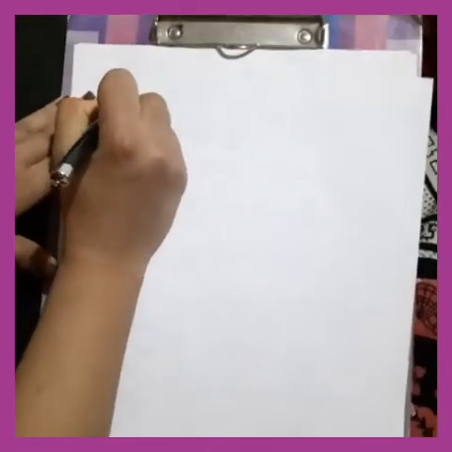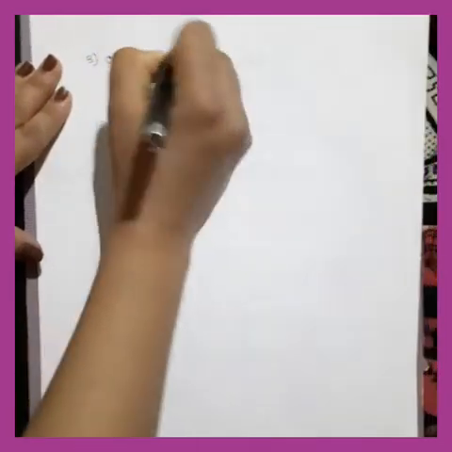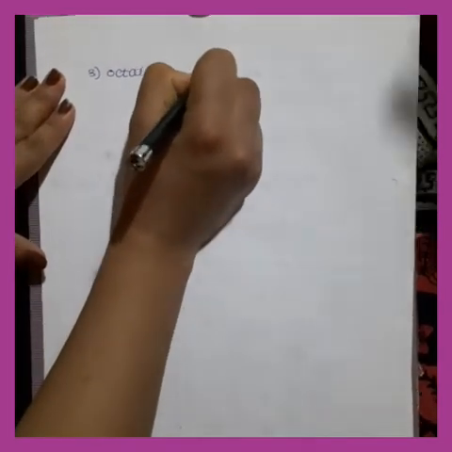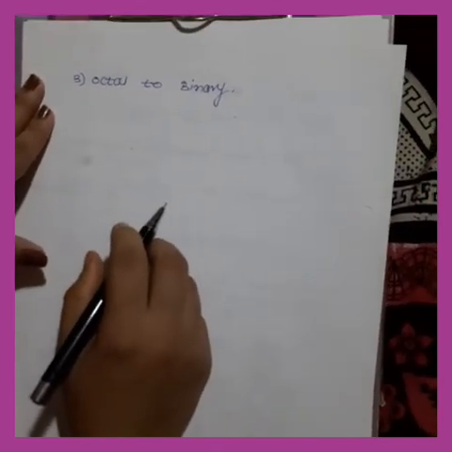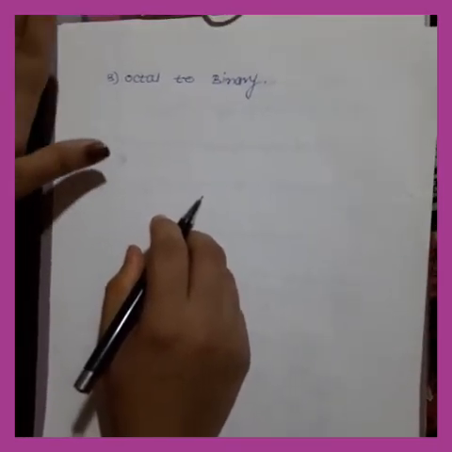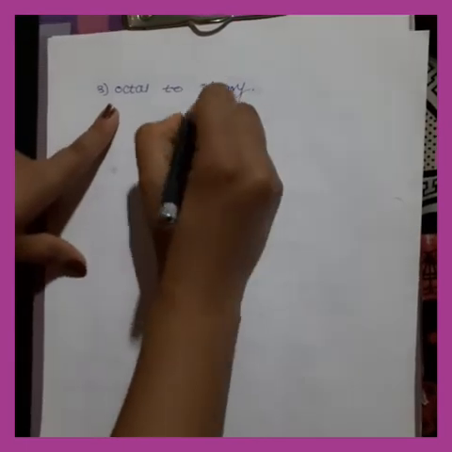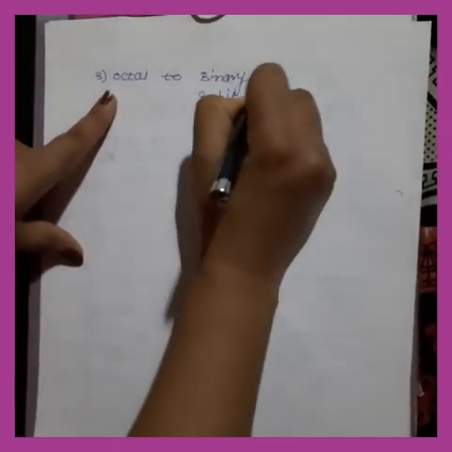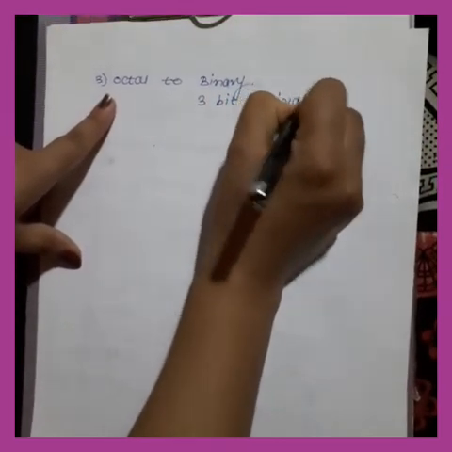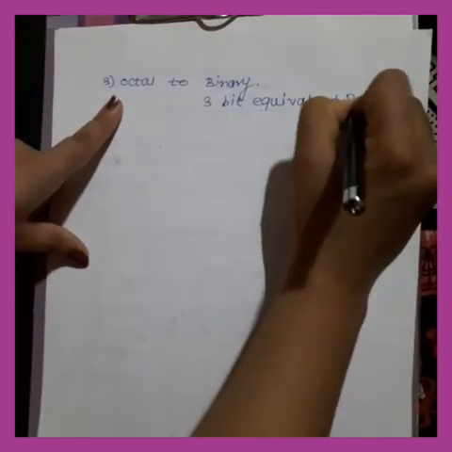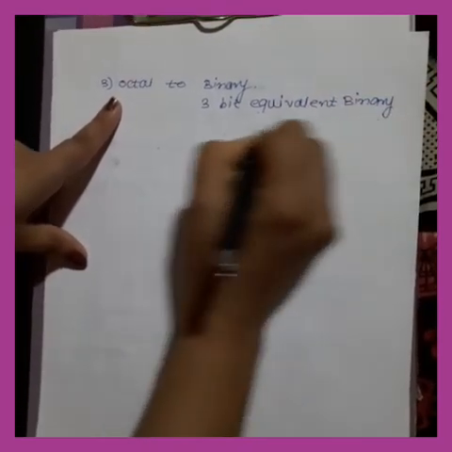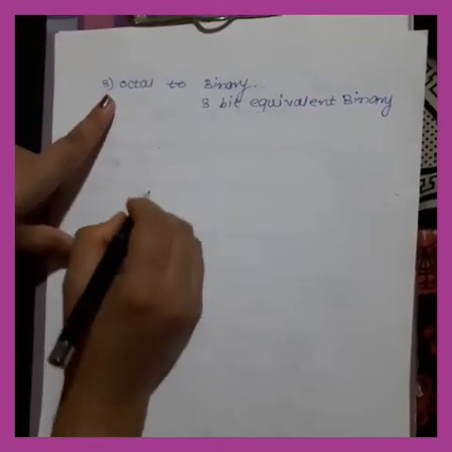Third point is how to convert an octal number into binary. To convert an octal number into binary, simply replace each octal digit by its 3-bit equivalent binary number. You have to replace each octal digit by its 3-bit equivalent binary number.